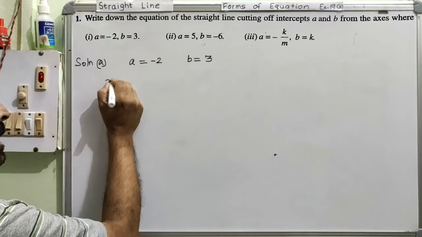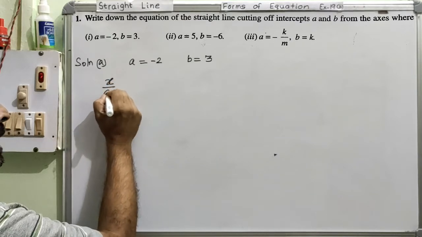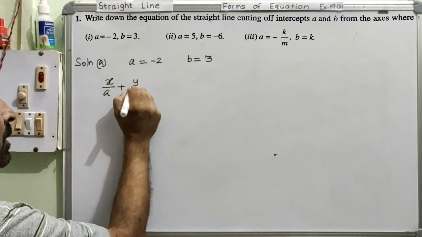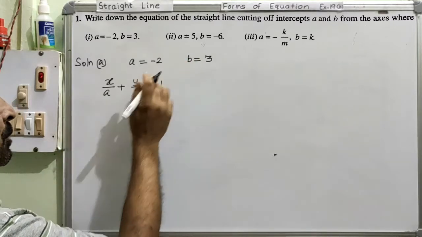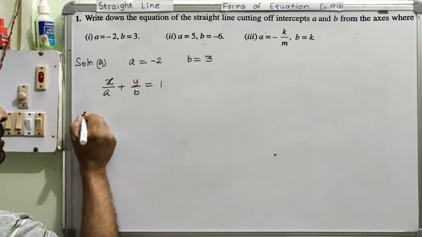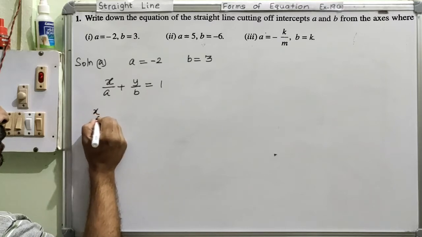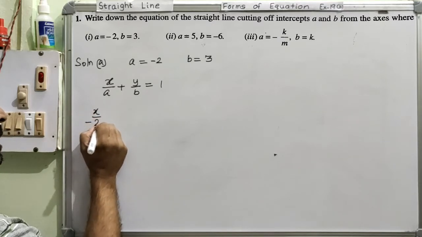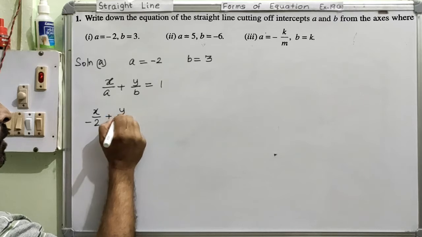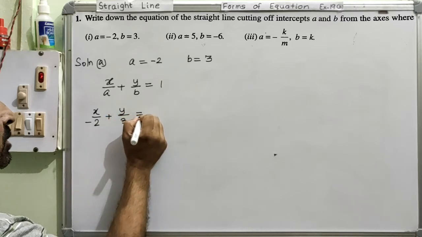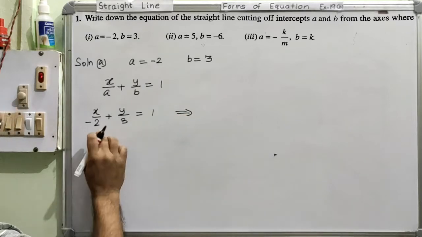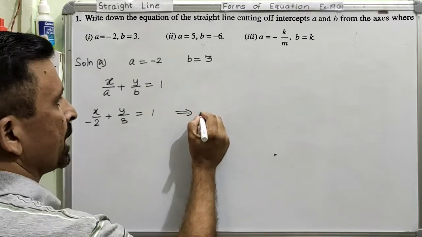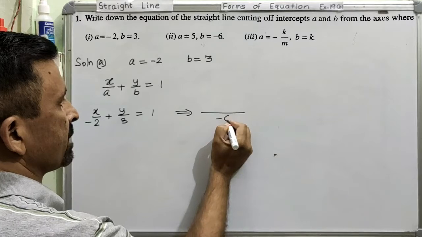So formula number 2 is x over A plus y over B is equal to 1. Clear? Now in this formula we are going to put the values and then simplify. So x over -2 plus y over 3 is equal to 1. In the next step, you know how to simplify the fractions, taking the LCM. The LCM of these two will be -6.